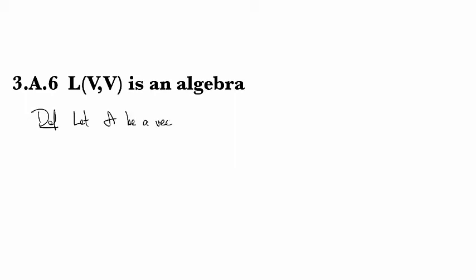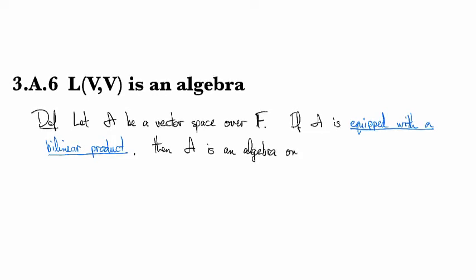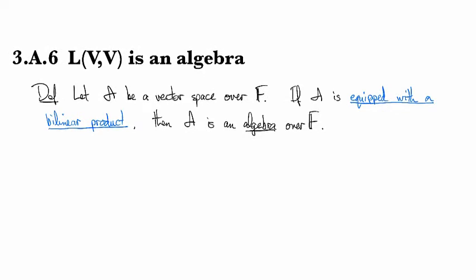Suppose A is a vector space over F. Now, if A is equipped with a bilinear product, then A is called an algebra over F.